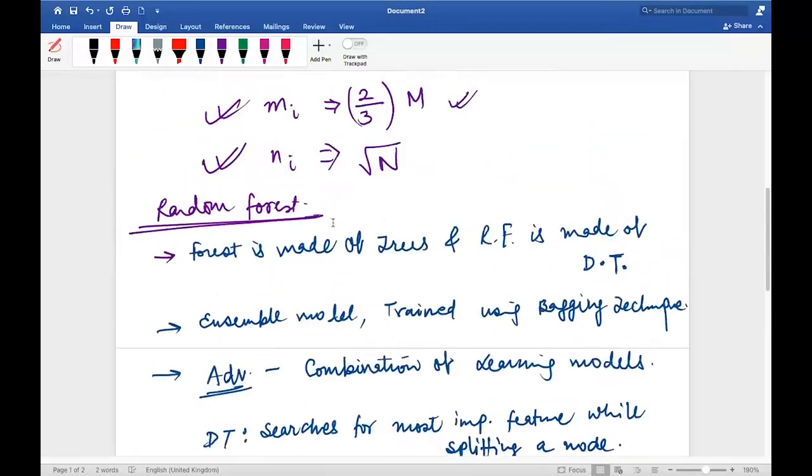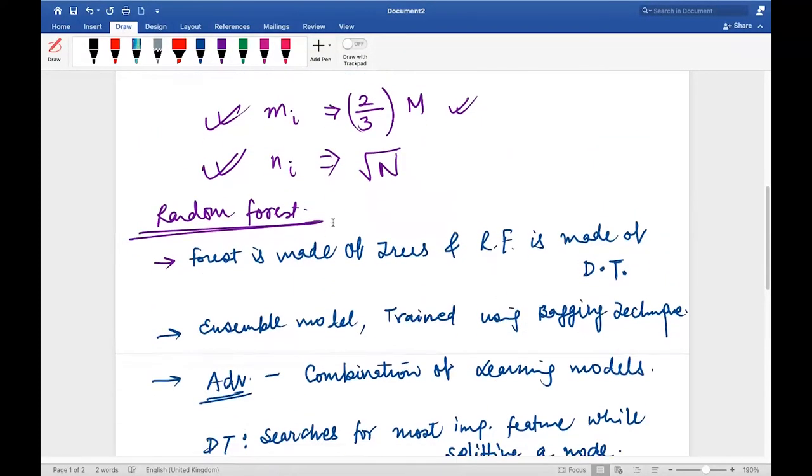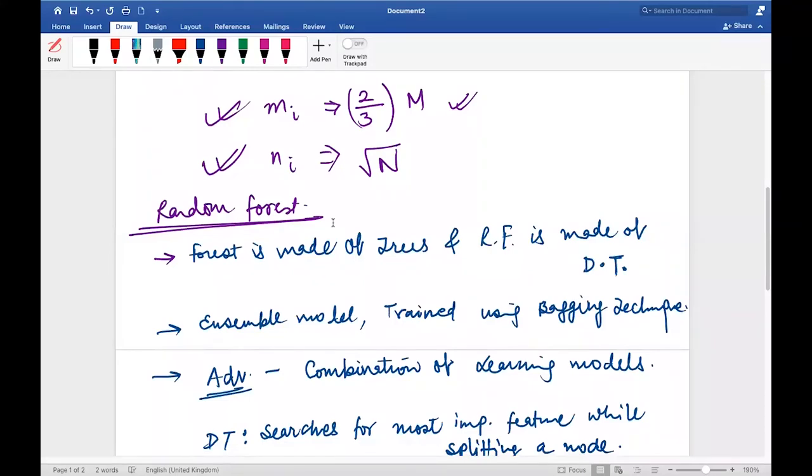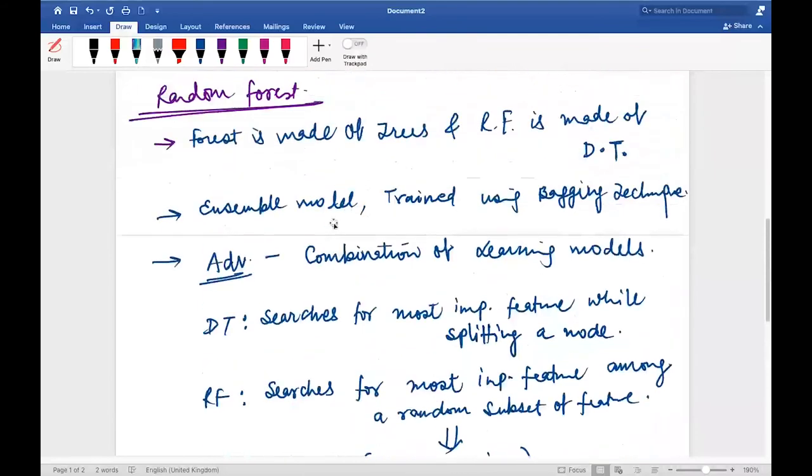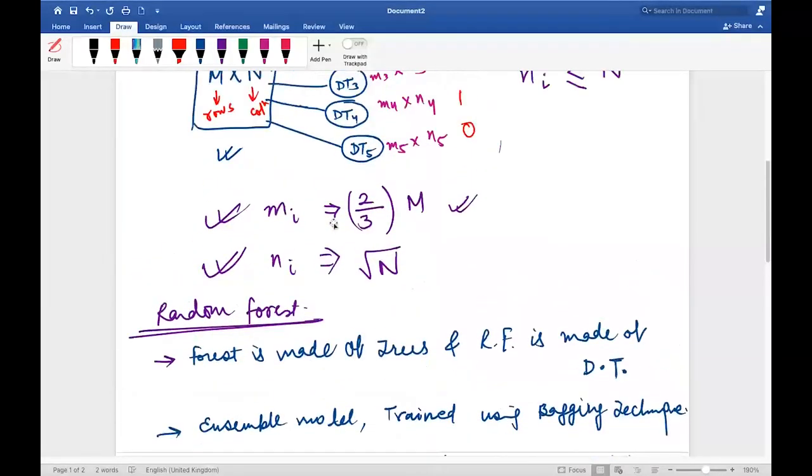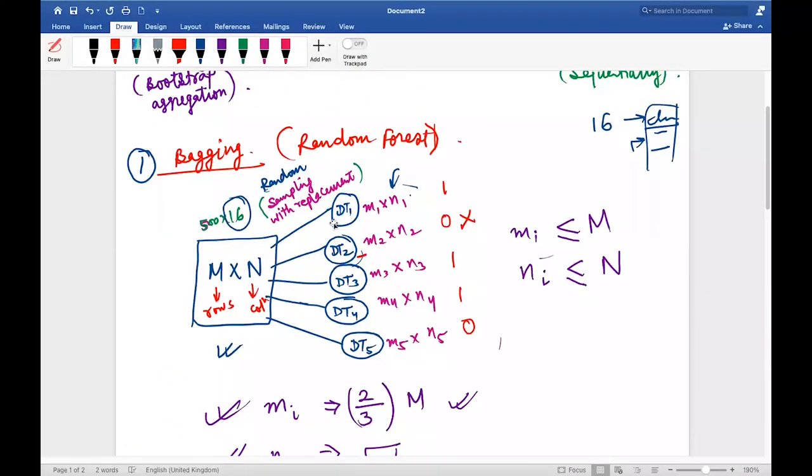Okay. Understood? Is it clear? Any confusion? The only thing is, if someone asks you about random forest, you have to remember what type of sampling it is. It is random sampling with replacement. Always remember, with replacement. I'm repeating again and again, right? That is the heart of the concept. Rest, everything is nothing but decision tree.